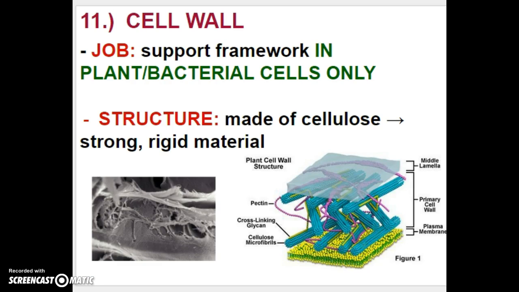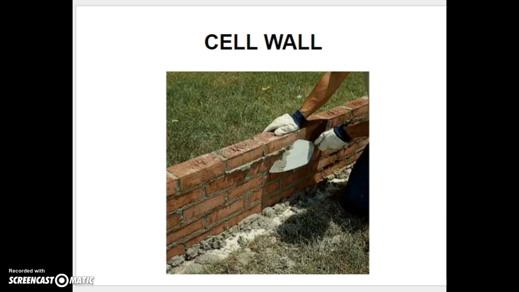Cell walls are also exclusive to plants and bacterial cells. These are rigid. They're made of a material that's called cellulose. It's a very common sugar. Cell walls are not found in animal cells. Plant cells also have a cell membrane or a plasma membrane, but they also have this added support of the cell wall. So it makes it a little more rigid.